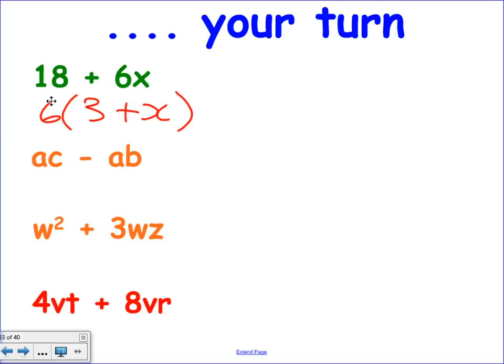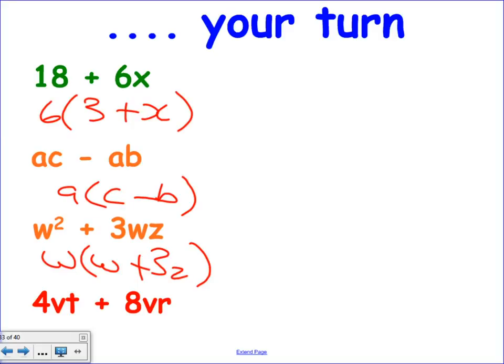Next one. What's common to these? So I've got A as the thing that's common. What do I multiply by A to get C? What do I multiply by A to get AB? Good. Next one. Guys at the back, you've gone quiet on me. Talk to me again. Good, W's common. W times W gives me W squared plus. Good. 3z. Fantastic. Final one.